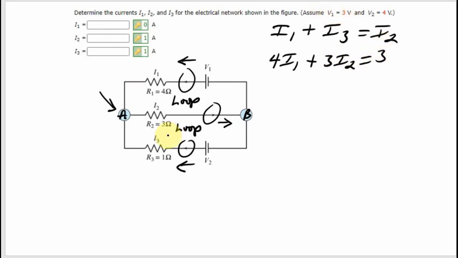And then look at that loop on the bottom. That's going to be 3 I sub 2 plus I sub 3 is equal to the voltage drop on that battery, V sub 2, that's 4. So this is 3 I sub 2 plus I sub 3 is equal to 4. Now we just write this as a matrix and we solve it, and we go home.